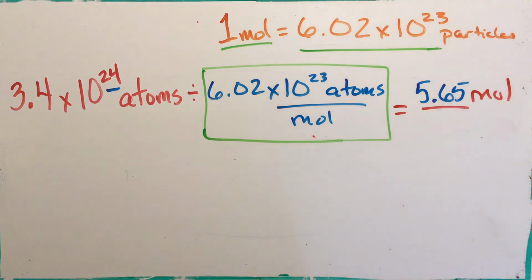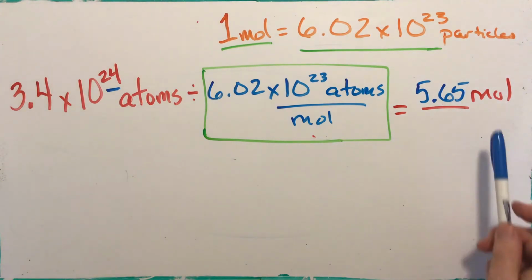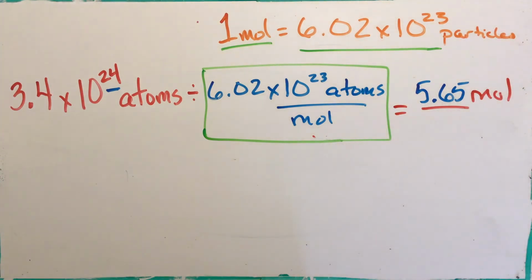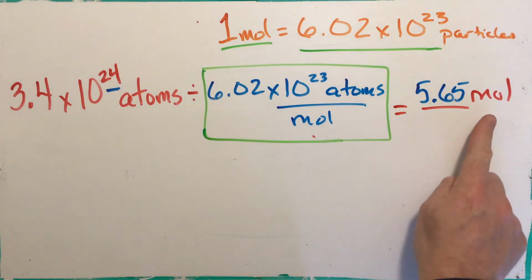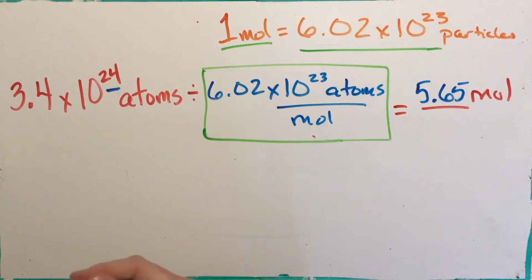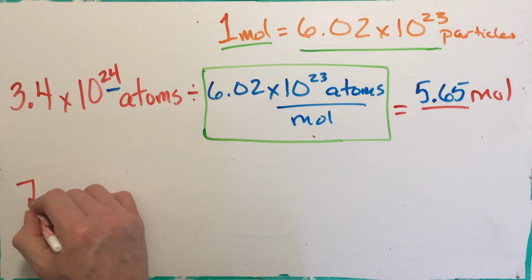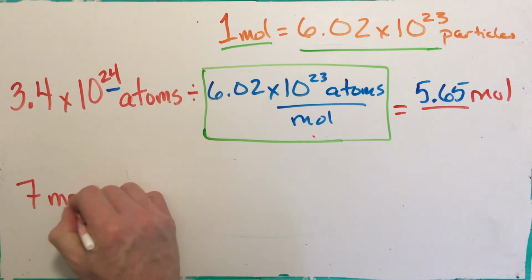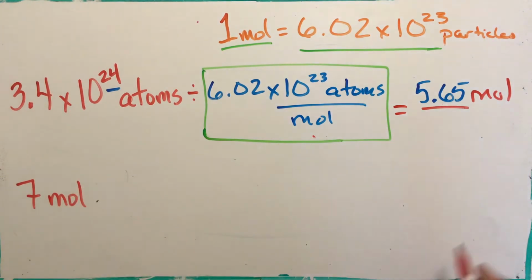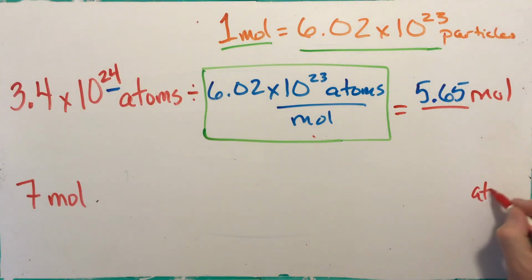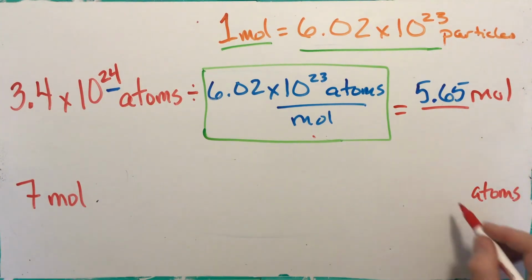All right. Now, I can also go the other way. I can start with moles. Like we said, we can start with dozens and work our way to individual eggs. We can start with moles and work our way to atoms. So, our next one, what if I had 7 moles? And I wanted to know, hey, how many atoms would that be?